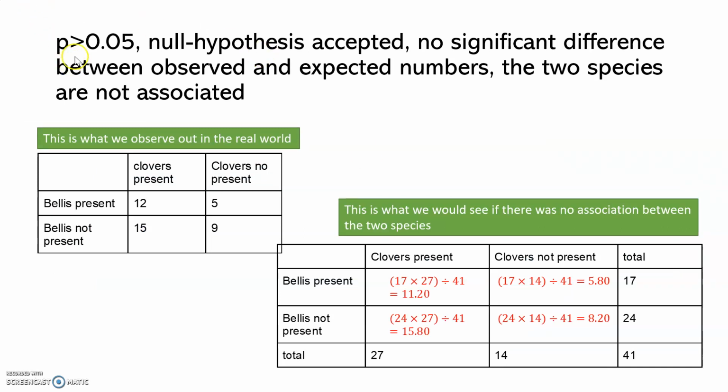So if the p-value is larger than 0.05, the null hypothesis is accepted. There is no significant difference between observed and expected numbers, and the two species are not associated.